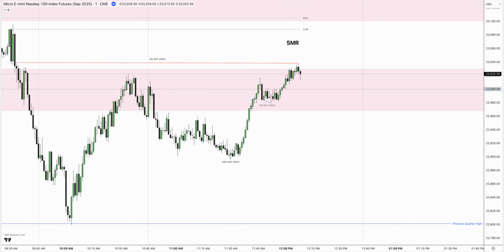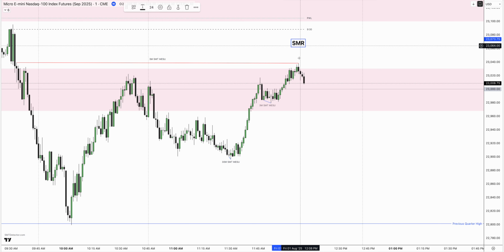I'm waiting for the right opportunity. Let's play these candles out. Still not interested in this short because I know with my protocol that I need SMT at the SMR. This does not qualify. This is just SMT. And then watch what happens here.